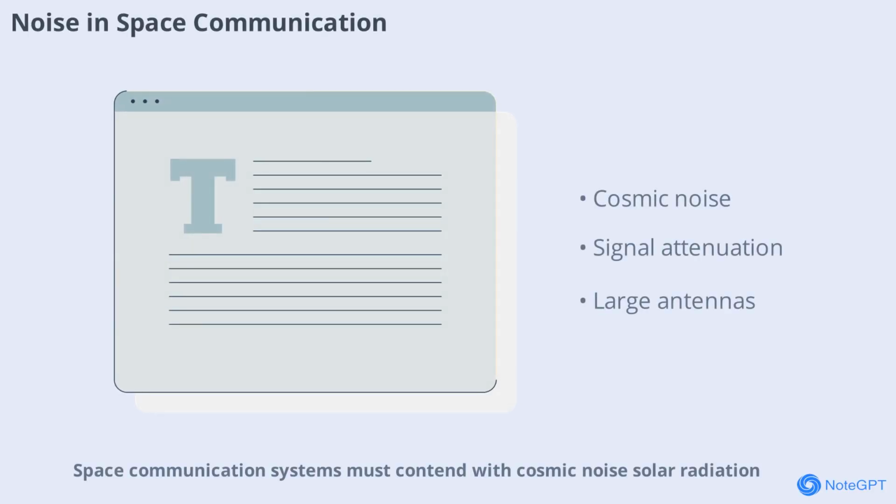Space communication systems must contend with cosmic noise, solar radiation, and vast distances. Signal attenuation and delay are significant challenges. Engineers use powerful transmitters, large antennas, and sophisticated error correction to ensure successful communication with spacecraft.